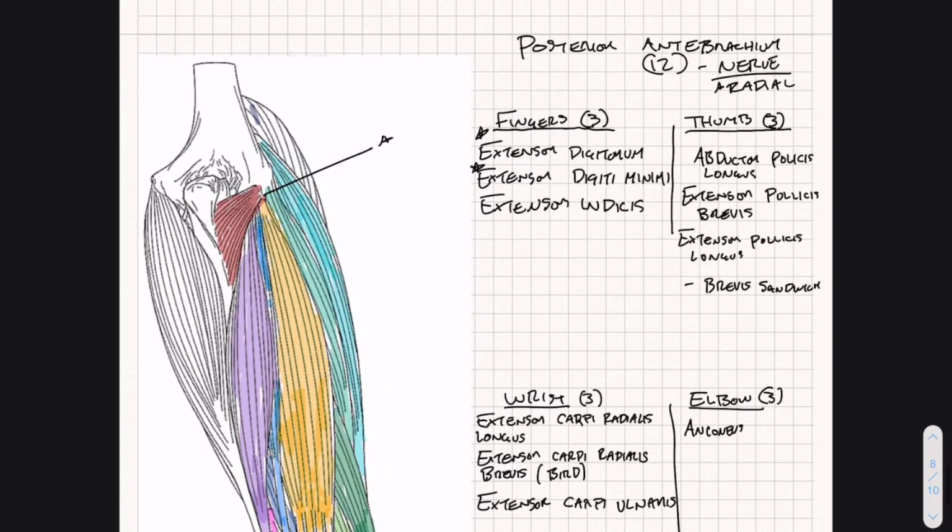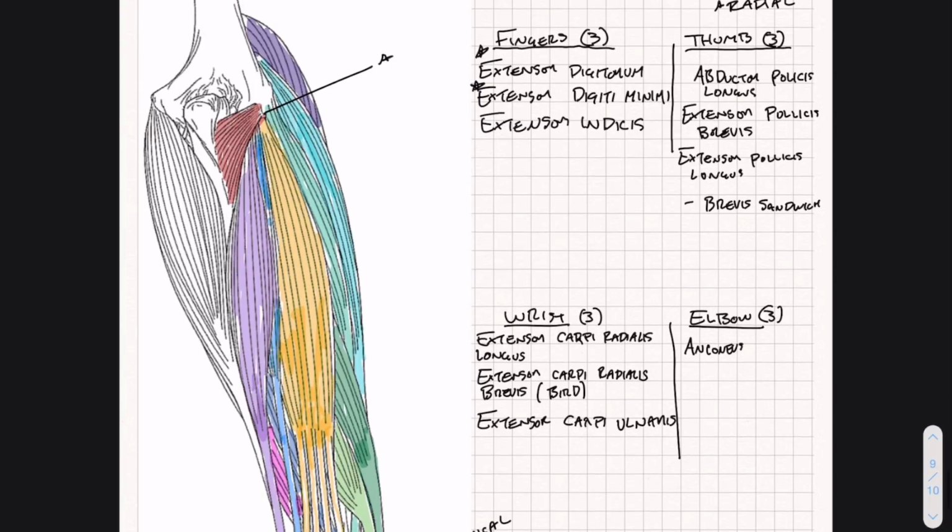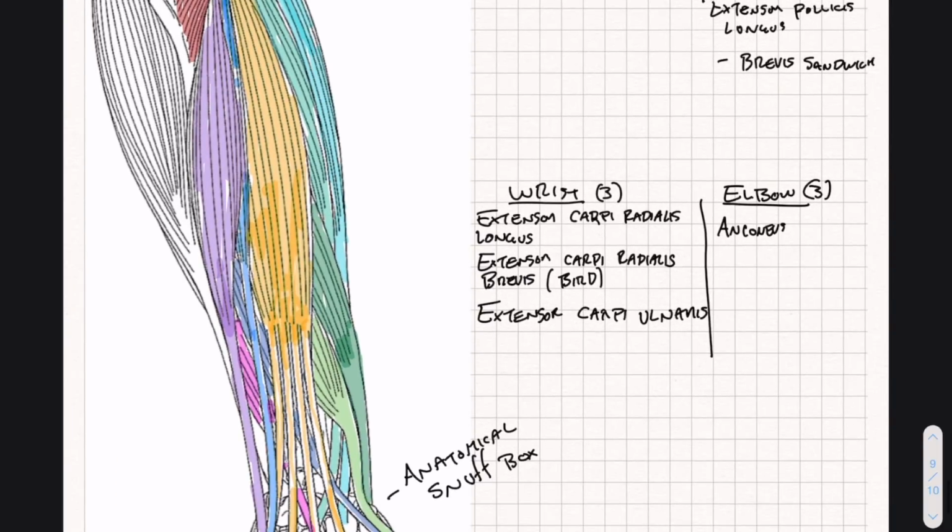Next one we have is going to be actually start from way up here, and then we can't see it anymore. But it inserts onto the radial styloid process. So if you can remember what that is from lab, that's where this muscle is going to insert. And this is called the brachioradialis.